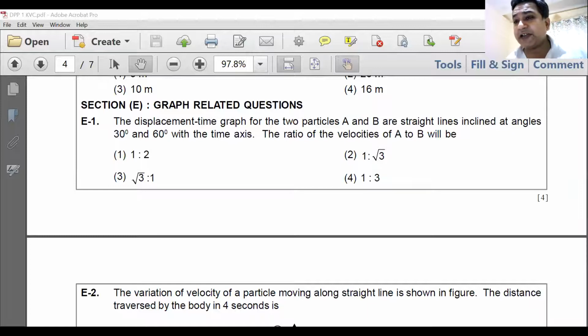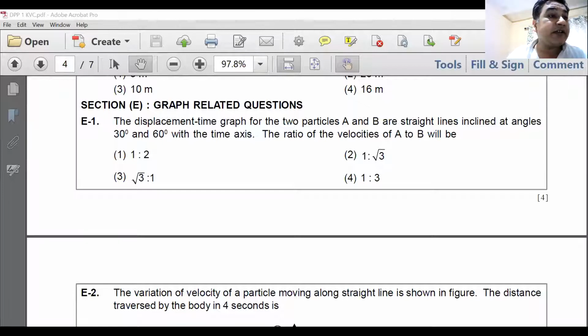So for the displacement time graph or the position time graph, Manasa has come up with an answer. Manasa says 1:2. How did you get 1:2? The answer is not important. What is important is how you get it. Remember, we are not playing Who Wants to Be a Millionaire.